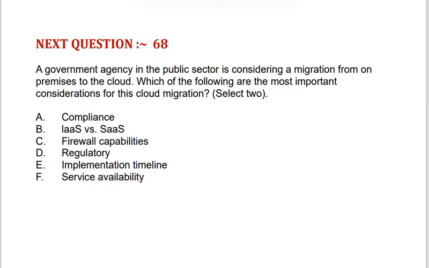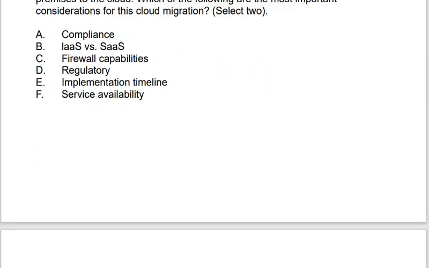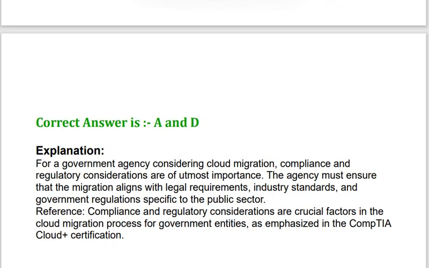Question is, a government agency in the public sector is considering a migration from on-premises to the cloud. Which of the following are the most important considerations for this cloud migration? Select two options. Option A, compliance. Option B, IaaS versus SaaS. Option C, firewall capabilities. Option D, regulatory. Option E, implementation timeline. Option F, service availability. Correct answer is option A and option D.